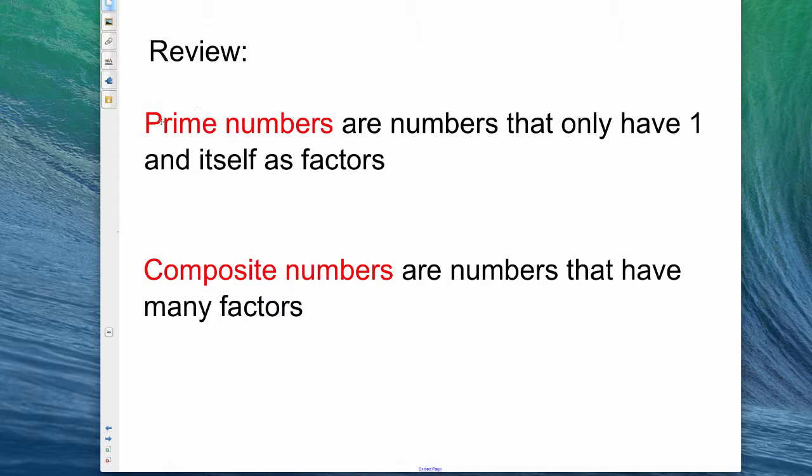First off, one thing you've got to know before we can do prime factorization is what a prime number is. Prime numbers are numbers that only have one and itself as factors. Something else you should know is what a composite number is. Composite numbers are numbers that have many factors. We're going to be dealing with both types of numbers as we learn how to solve for the greatest common factor using prime factorization.